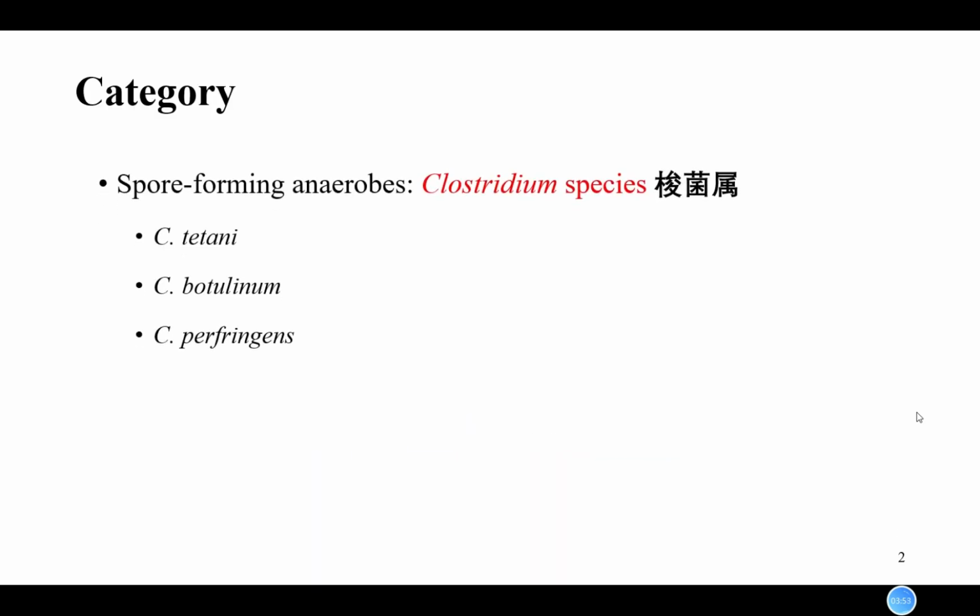And in this big group, we'll learn several important ones. The spore-forming Clostridium species. The 3 major pathogens we'll introduce here: Clostridium tetani, Clostridium botulinum, and also Clostridium perfringens.